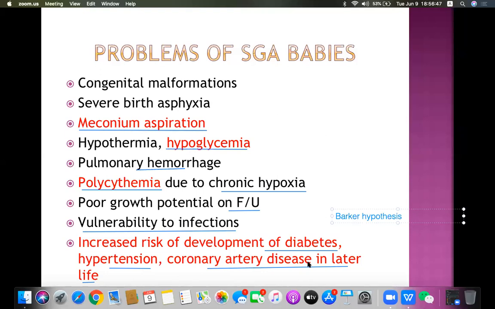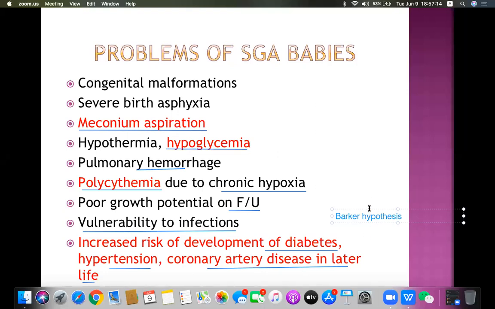So he went backwards, and he was looking at the files from when these babies were delivered. What was their condition? Were they full-term babies? Were they preterm babies? Or were they IUGR babies? And he found one very significant point: most of those babies were IUGR babies. According to that result, he formulated his hypothesis. So this is called the Barker hypothesis.